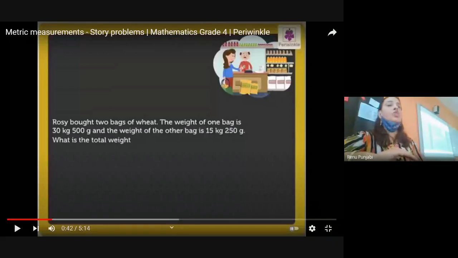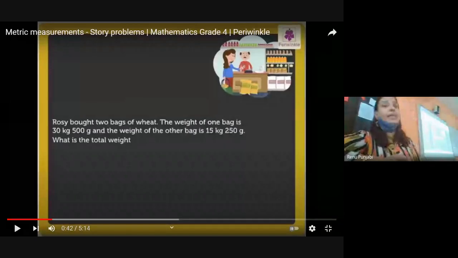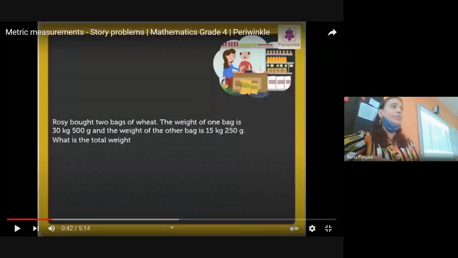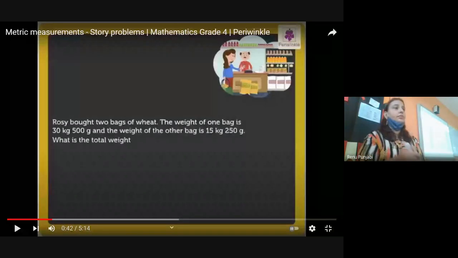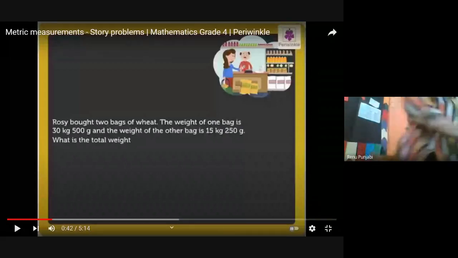Rosie bought two bags of wheat. W-H-E-A-T, wheat. The weight of one bag is 30 kg 500 gram, and the weight of the other bag is 15 kg 250 gram. What is the total weight? Are you writing? I will write for them on the board also.